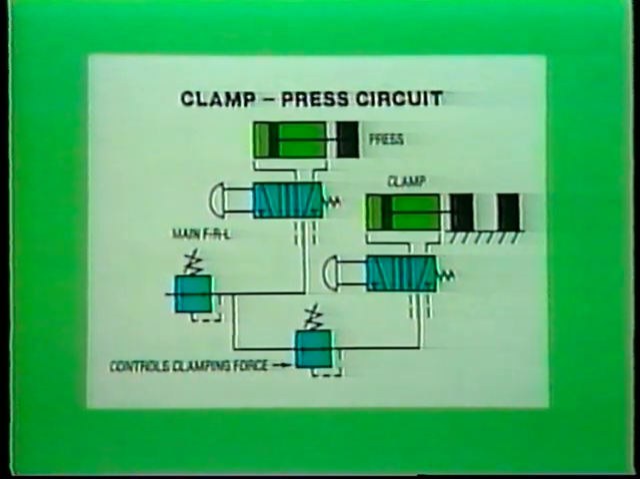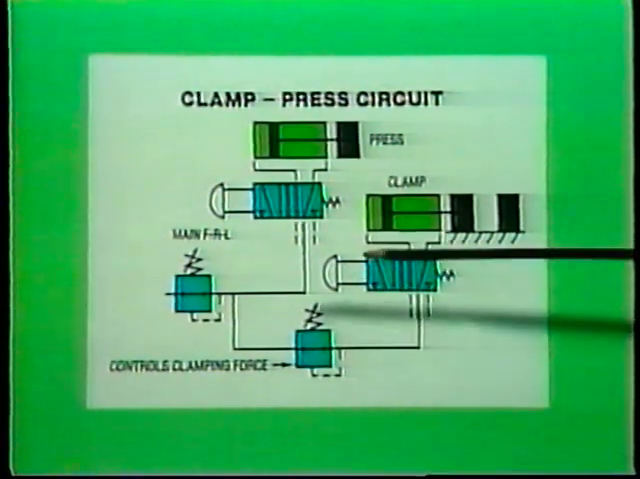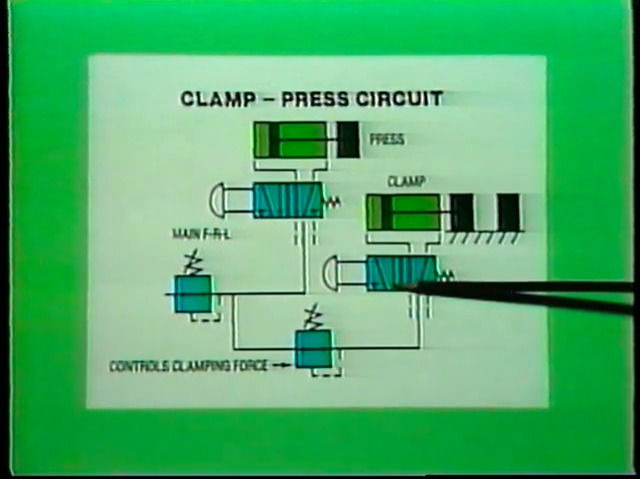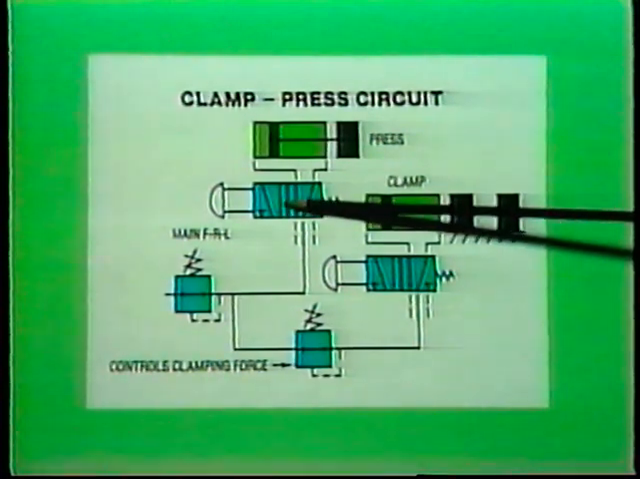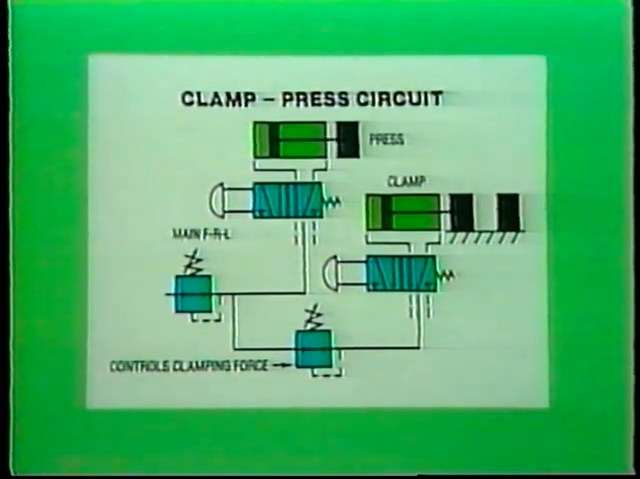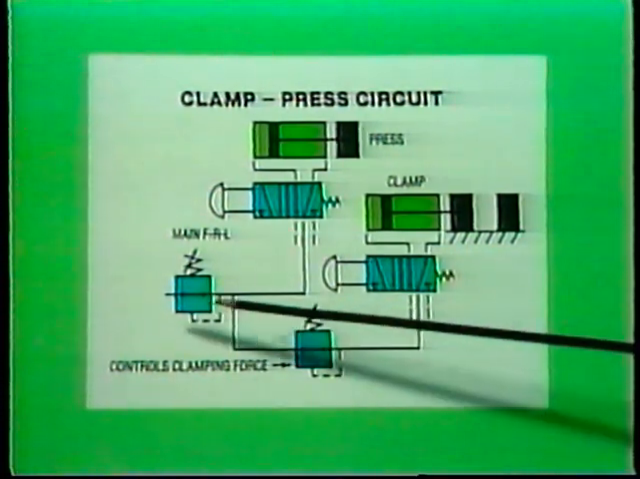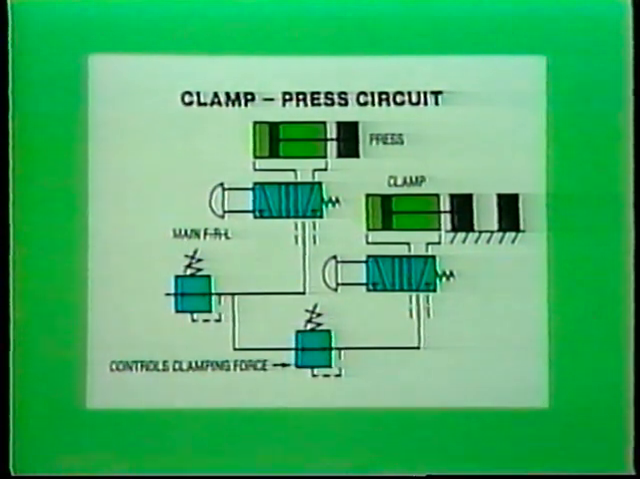The four-way directional control valves are manually controlled by the operator to deliver air to first the clamping actuator and then the press operation. So in this case, we have used two regulators to reduce the pressure to two different parts of a circuit. Each cylinder gets just the pressure required to do the job.